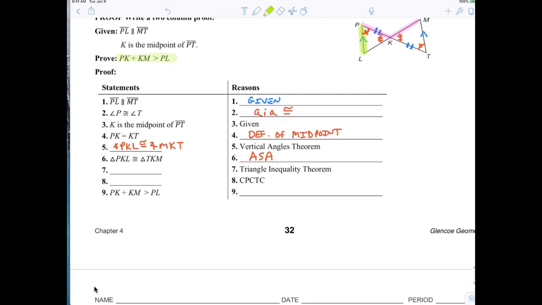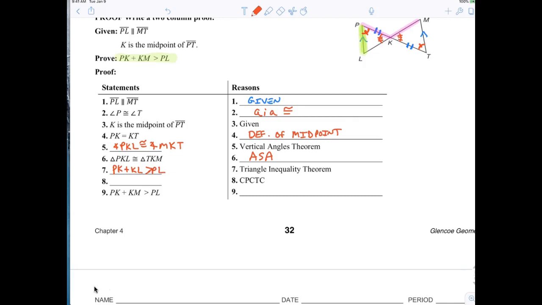Now, the triangle inequality theorem. What could I say next? PK plus KL is greater than PL. All right, I'm going to write that down. You tell me again. PK plus KL is greater than PL. Yes. All right, let's see if that's good.